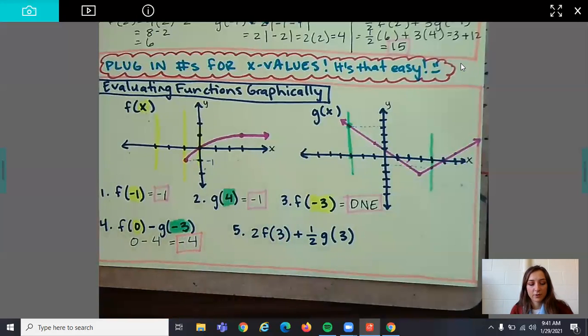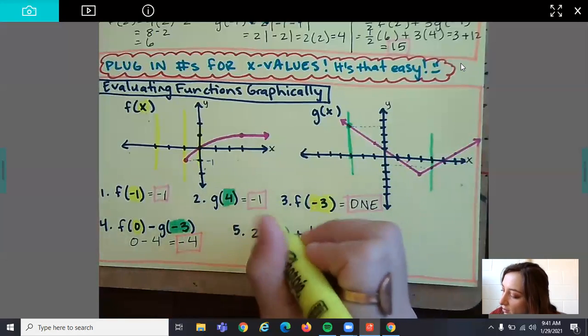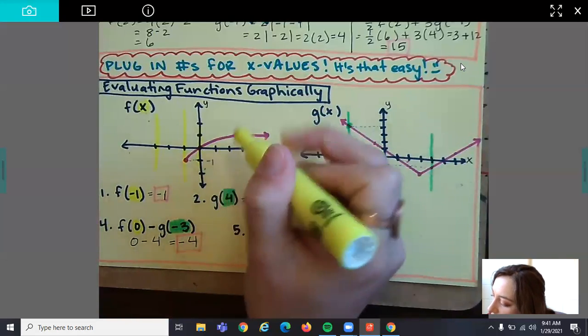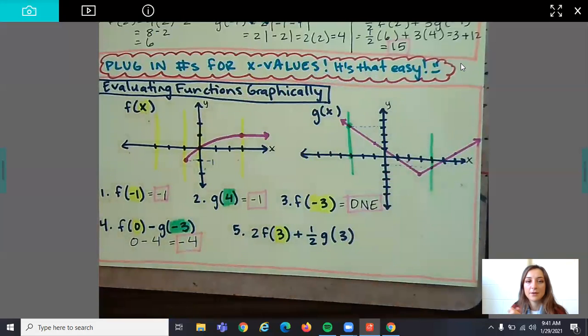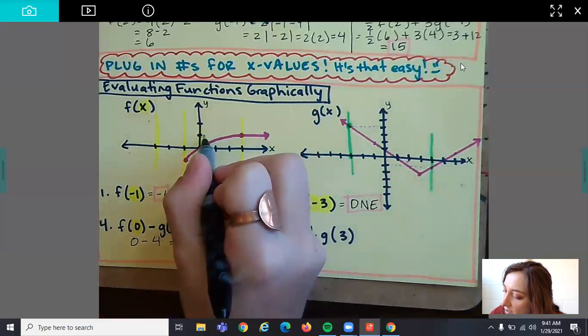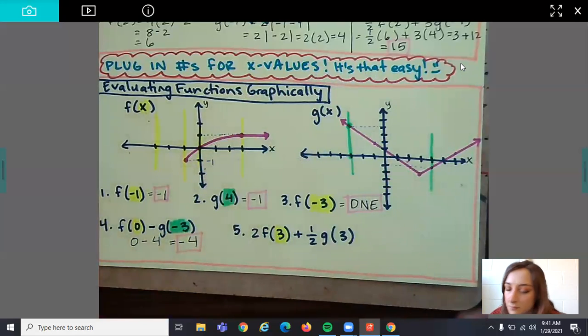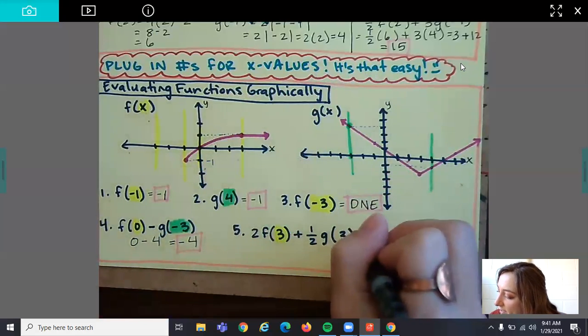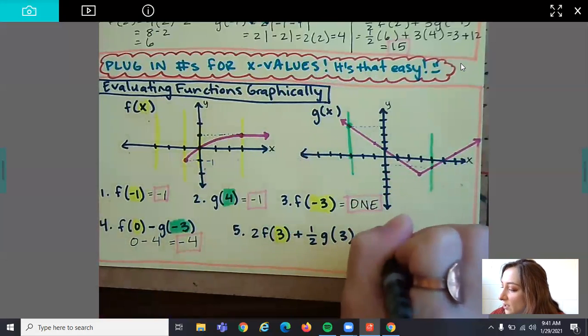All right, number 5, we're going to find f of 3 first. So let's go to 3 on the f graph. 1, 2, 3. And you can see that it's going through this point right here, which has the y value of +1. So f of 3 is +1, so it's going to be 2 times 1.